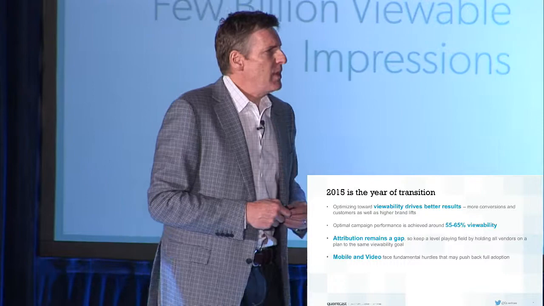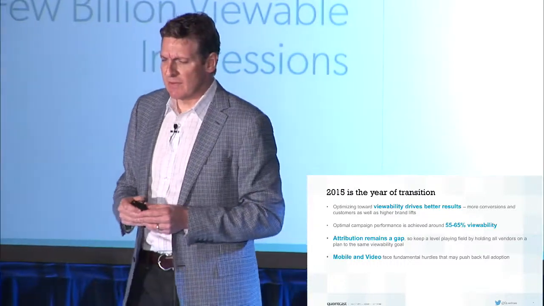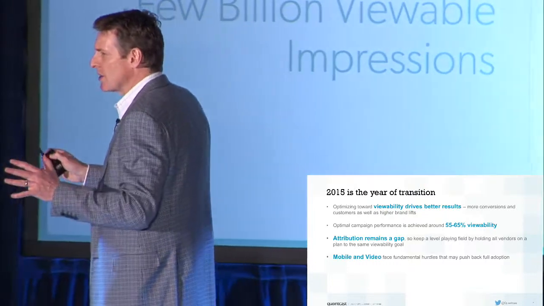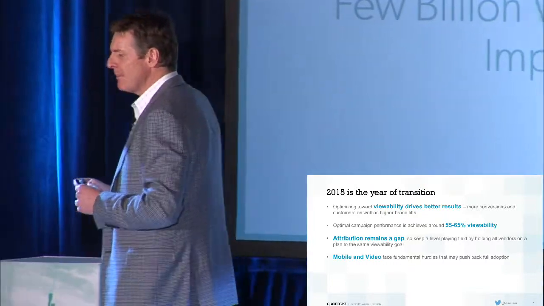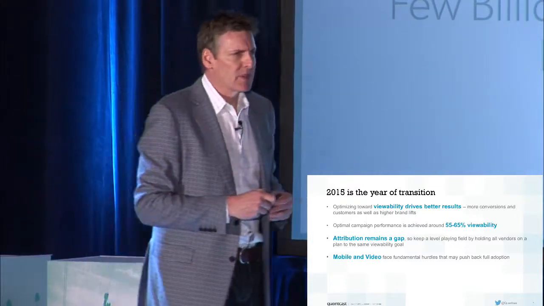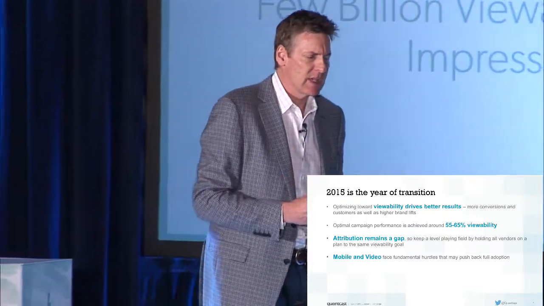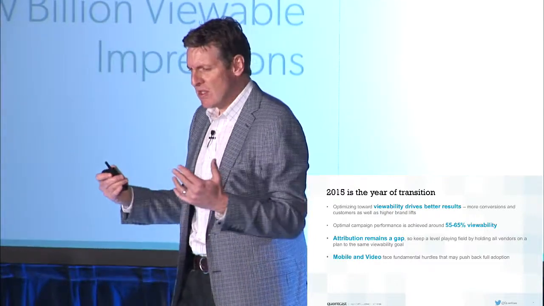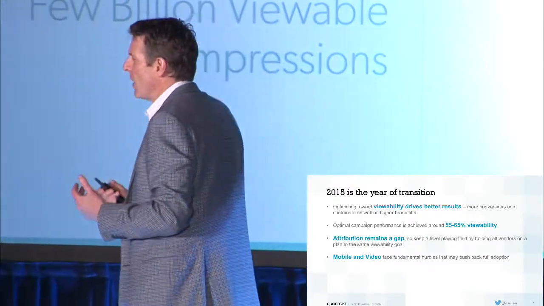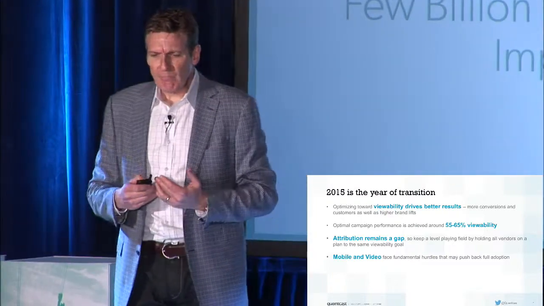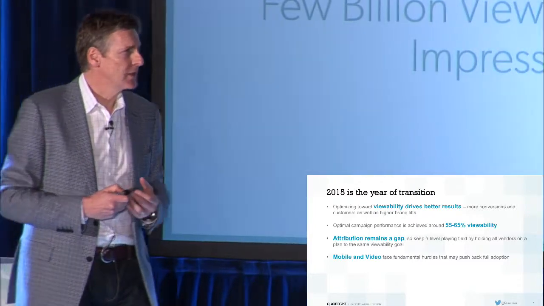So the IAB, as we know, has mentioned that 2015 is the year of transition. We know that there is no such thing as 100% viewability, that it's unreasonable, is the language they used, to think about 100% viewability, but more like 70% viewability, given the nature of the technology, the optimization that needs to happen there, as well as the publisher sites getting more optimized for viewability. But we know that viewability drives better results.